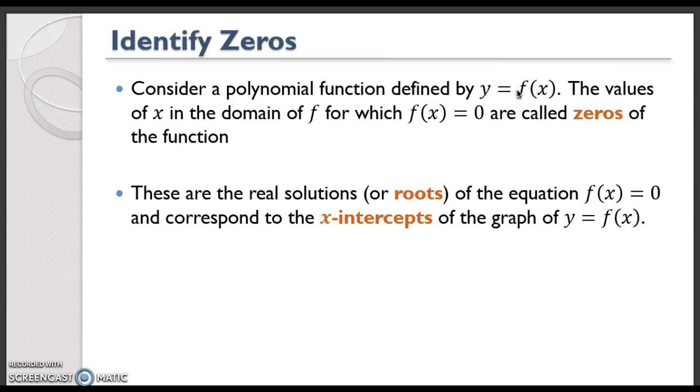The values of x in the domain for wherever our function equals 0 or our outputs are 0 are called zeros of the function. Guess what? This is the same thing as the x-intercepts, right? So if we have real solutions or roots of the equation when we set y equal to 0, which is the same way we find x-intercepts, then we have found the zeros of our function.